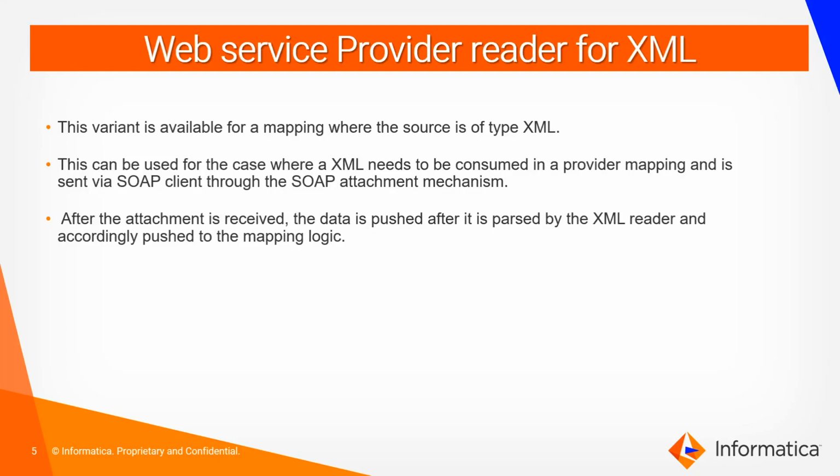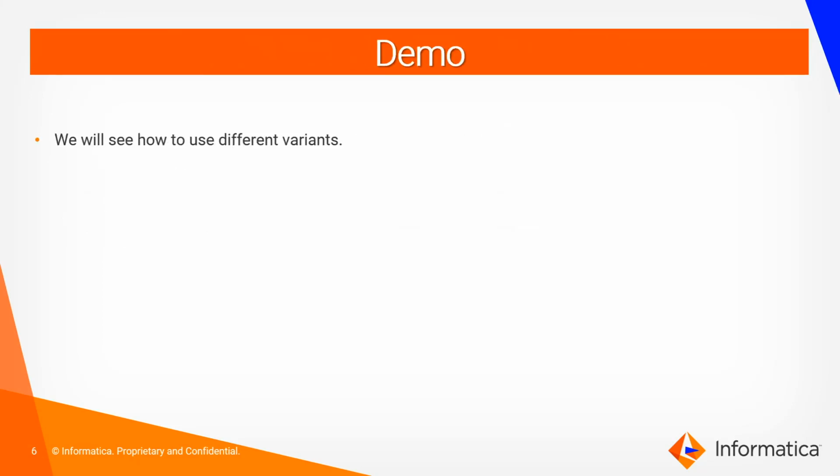Web Service Provider Reader for XML. This variant is available for a mapping where the source is of XML type. This can be used for the cases where XML needs to be consumed in a provider mapping, and this is also sent using the SOAP client and using the same SOAP attachment mechanism. Once the attachment is received, the data is passed by the XML reader and accordingly pushed to the mapping logic. Now we will go ahead and see the different variants.